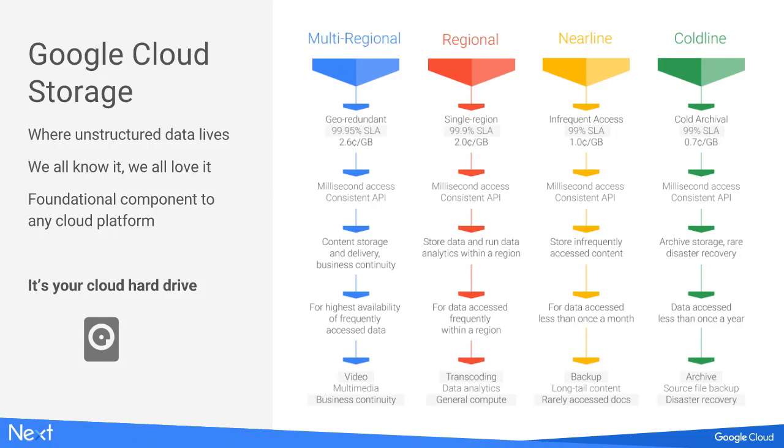So when we talk about unstructured data on Cloud Platform, it's basically Google Cloud Storage, right? So that's where unstructured data lives. We all know it. I hope we all love it as well. Think of it as your cloud hard drive. So like GCE may be your CPU, and cloud storage is your hard drive. We have two classes of storage, multi-regional and regional for live data. So data that changes all the time that you're using for compute workloads to serve media content to your customers or end users. And then we have two classes, nearline and coldline for colder storage.